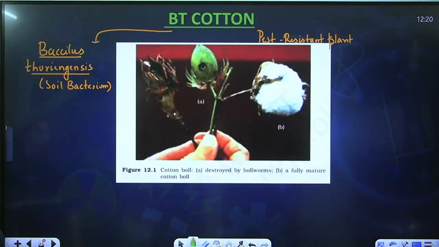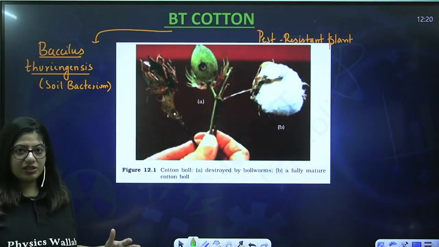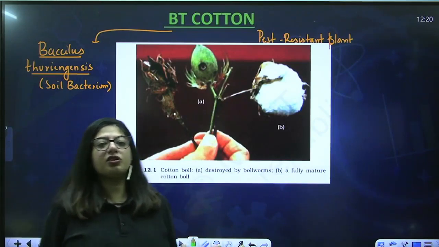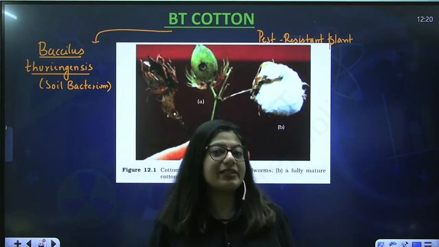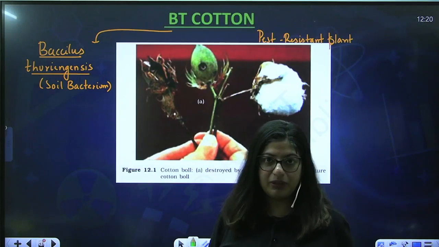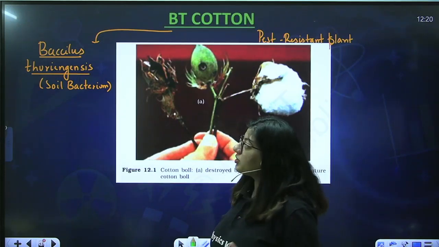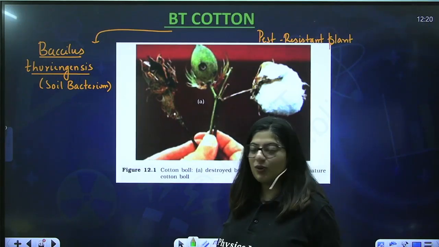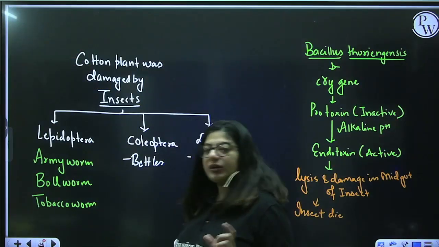So what is BT cotton? BT cotton is a pest resistant plant. That means it is resistant to the pest. That means the pest or the insect cannot kill this plant, the BT cotton, right? So BT stands for Bacillus thuringiensis. That's a soil bacterium that is helping us to kill those insects.